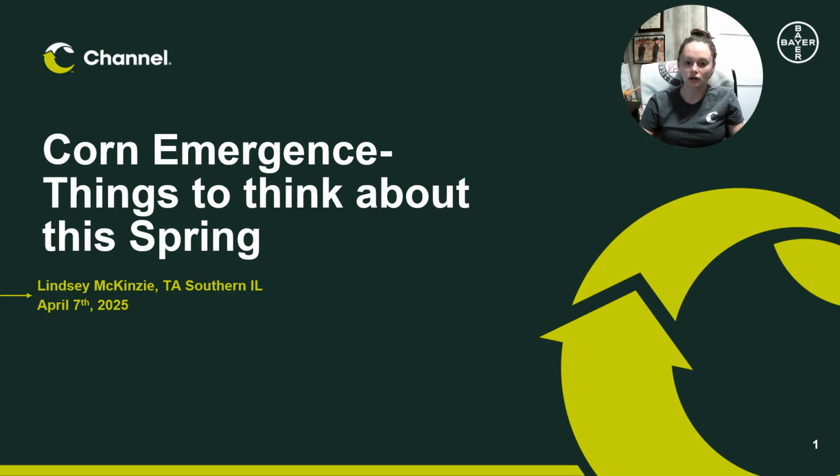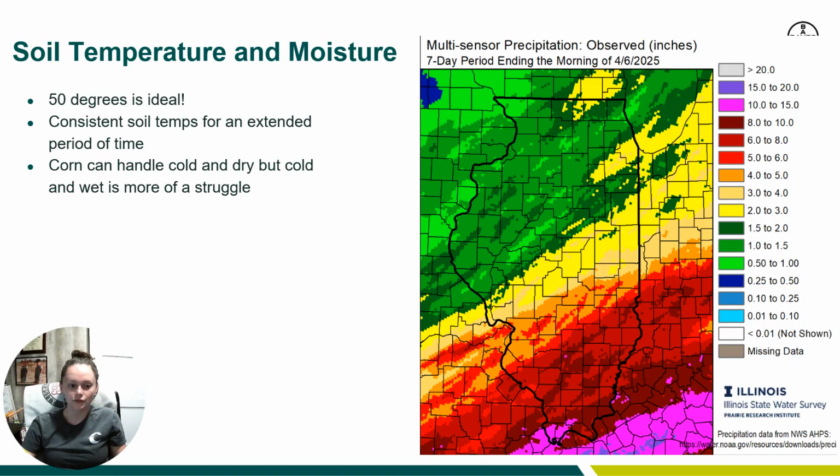While we're all on pause and waiting for things to dry out, I thought I would just take a couple minutes and talk about a few factors to consider when we think about planting corn. The first factor to consider would be soil temperature and soil moisture. Soil moisture is definitely top of mind with all the rain we've been getting the past few days.